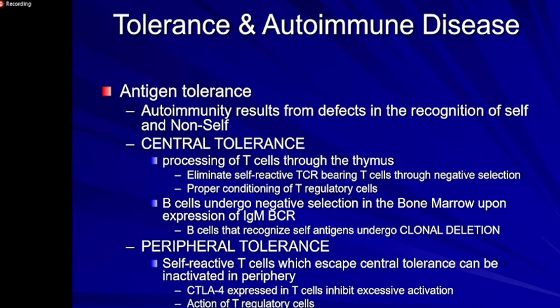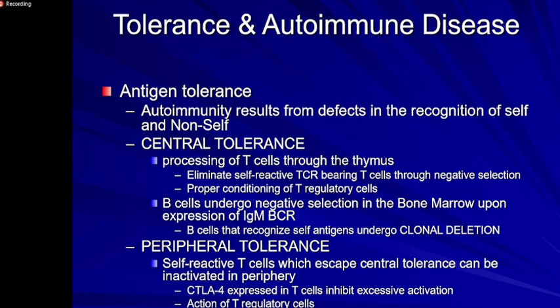So there is what we call the central tolerance, which is within the thymus and the bone marrow. And there is what happens within the secondary lymphoid organs called peripheral tolerance. And both of them ensure that the T cells and B cells, which are in circulation, are not able to identify self-antigens. And as a result, the T cells and the antibodies produced by B cells are not able to cause damage.